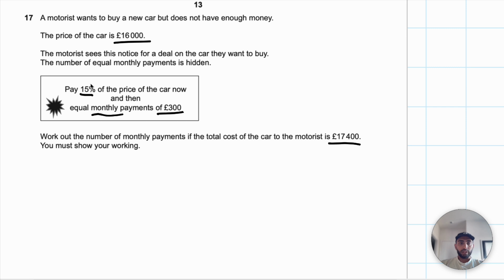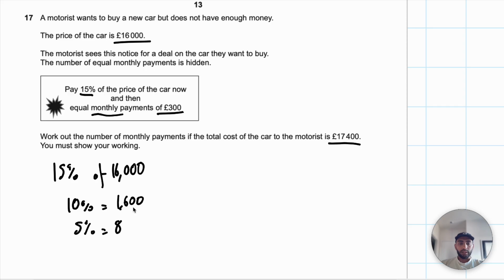So let's first work out 15% of 16,000. An easy percentage that I can find first is 10%. 10%, I just need to divide by 10. 16,000 divided by 10 would be 1,600. To find 5%, the bit that I need remaining, I divide that by 2.